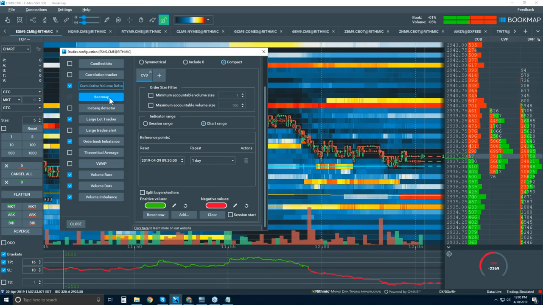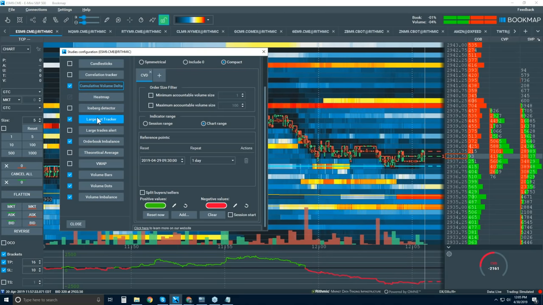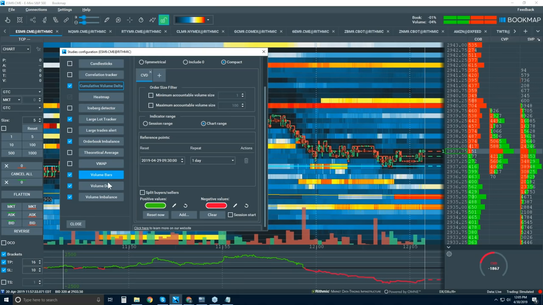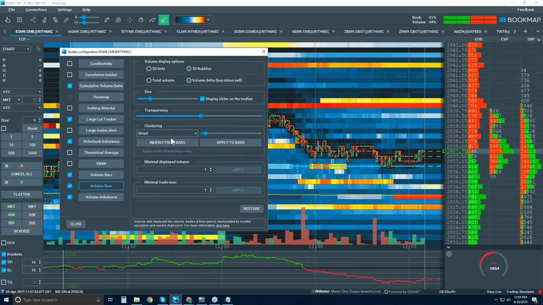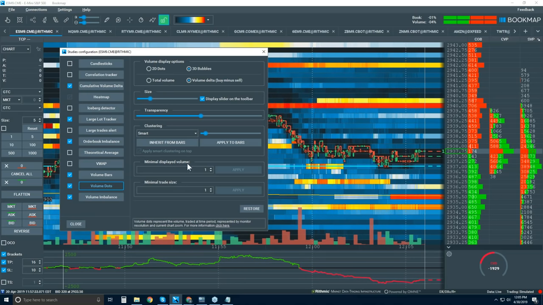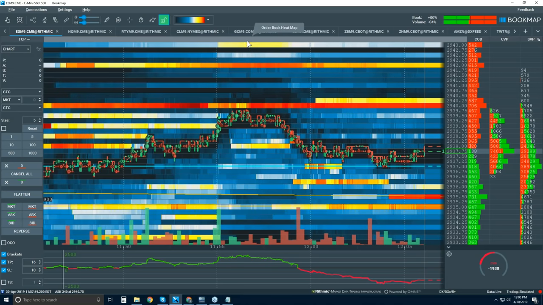There are also some heat map settings that we went through, the iceberg detector, and the large lot tracker. These are our add-ons here. These are proprietary indicators we developed that you get with the Bookmap Global Plus. Trade alert, imbalance indicator, the VWAP, and then looking at the volume, there are all sorts of different ways of filtering for that volume, not only through the clustering, but also minimum trade size, and also minimum displayed volume, which I'm going to veer away from and maybe explain another time if you guys are interested.